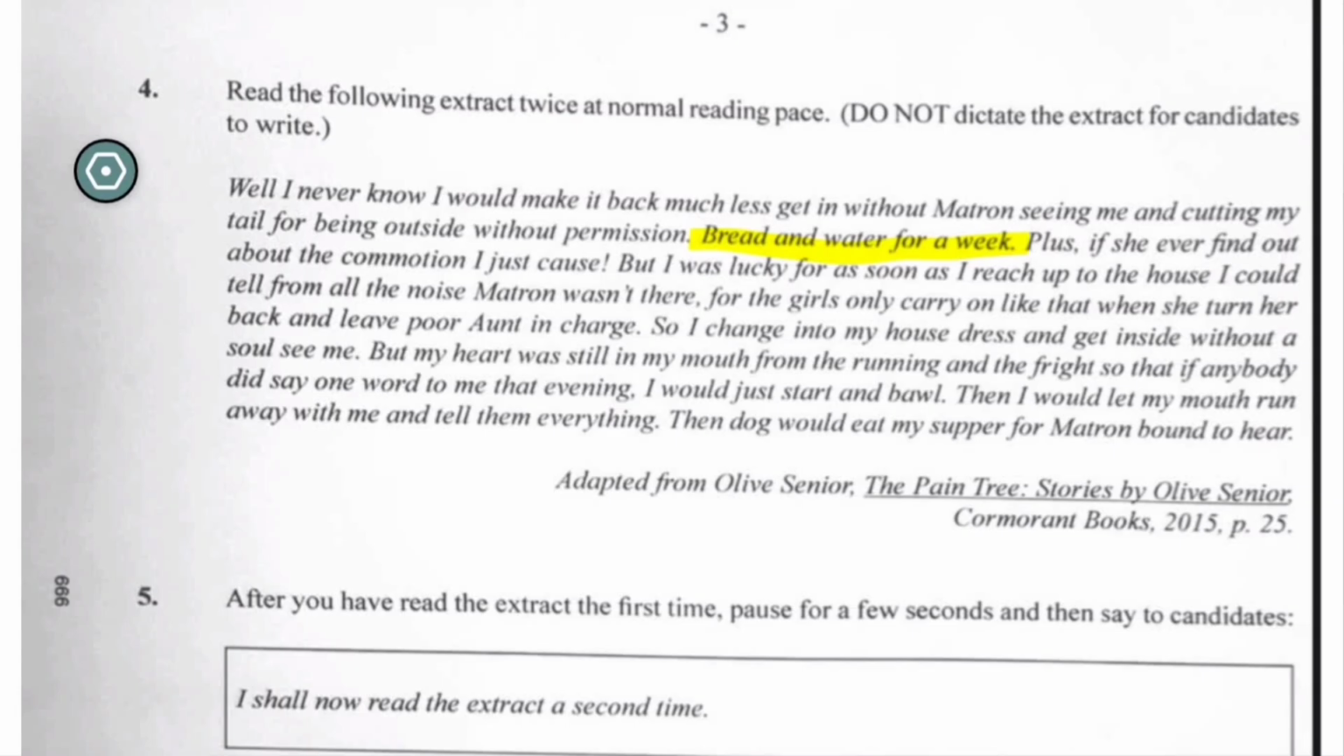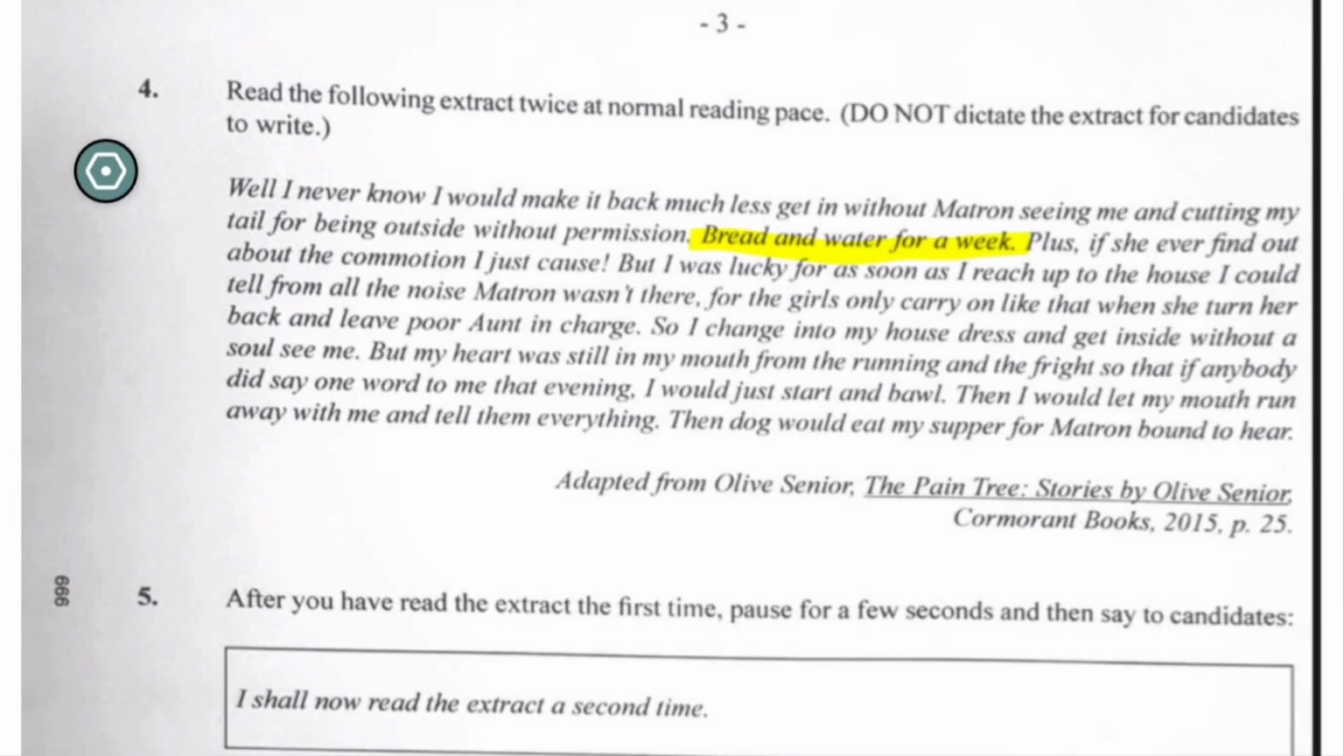Plus, if she ever find out about the commotion I just caused, but I was lucky, for as soon as I reached up to the house, I could tell from all the noise Matron wasn't there. For the girls only carry on like this when she turn her back and leave poor Aunt in charge. So I change into my house dress and get inside without a soul see me. But my heart was still in my mouth from the running and the fright, so that if anybody did say one word to me that evening, I would just start and bawl. Then I would let my mouth run away with me and tell them everything. Then dog would eat my supper for Matron bone to hear. Alright?